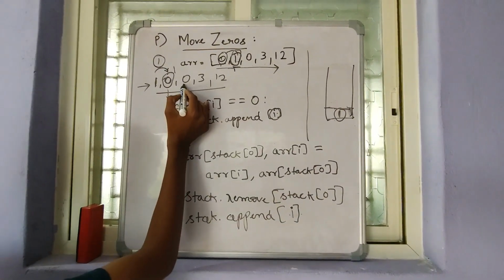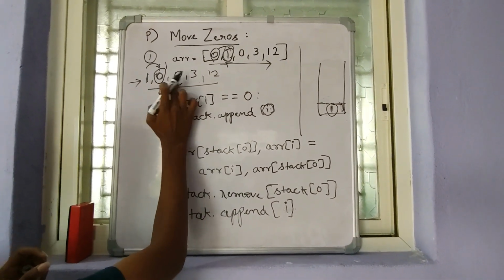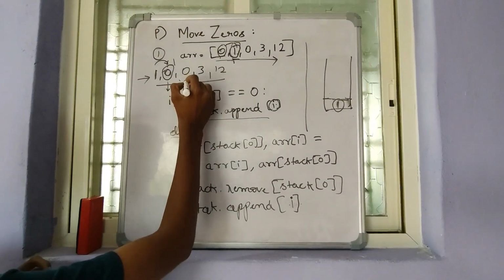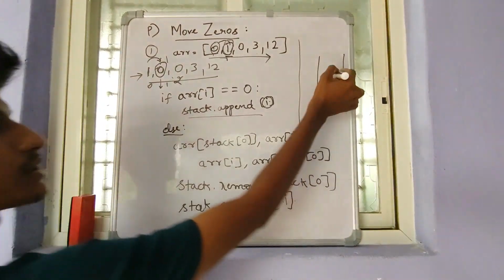Okay. Now after this, we'll traverse to this 0. And if you see 0, you have to append that index to the stack. This index is 2: 0, 1, 2. Append 2 to the stack.